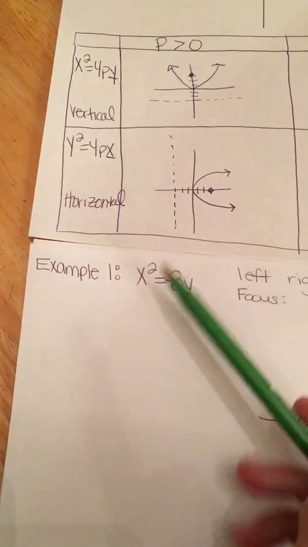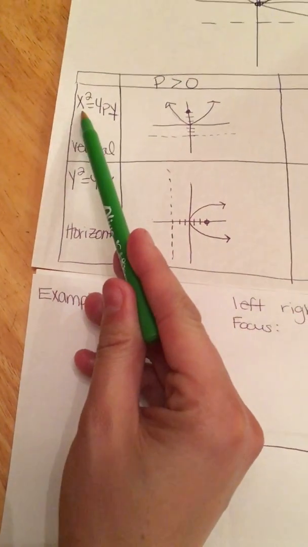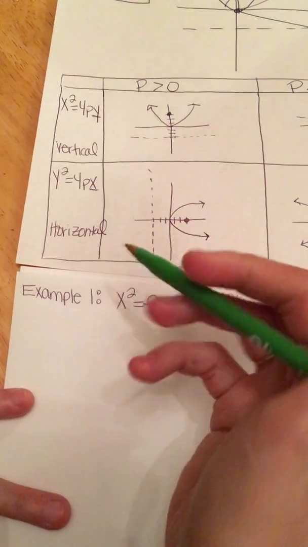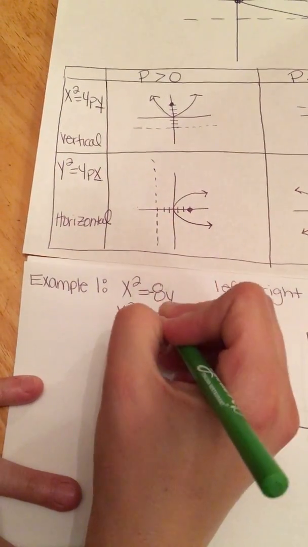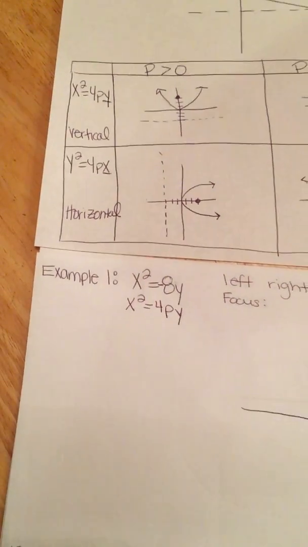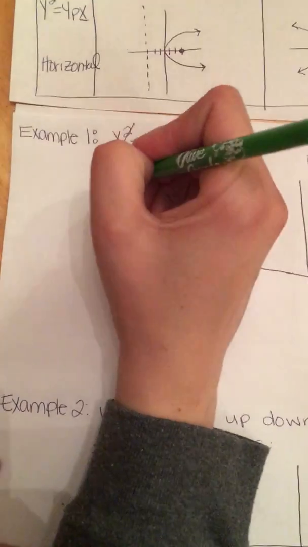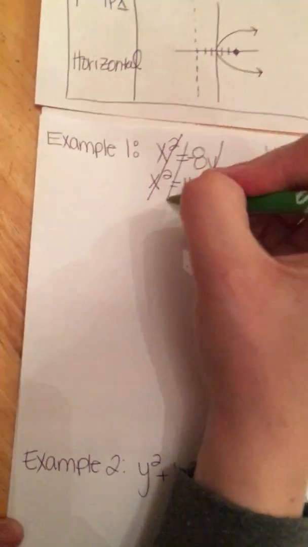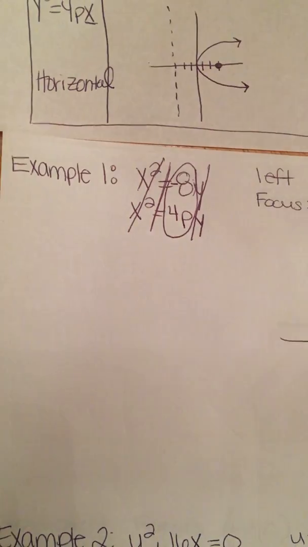And it's really easy. All you do is go, well, my problem has x squared, so I'm going to steal the x squared formula. And what I want you to do is take this and write it underneath. So x squared equals 4py, okay? And then you're going to cross out all your twins. So I have x squareds that are twins, I have y's that are twins, and I have an equal sign, right? And so that leaves me with -8 and 4p.